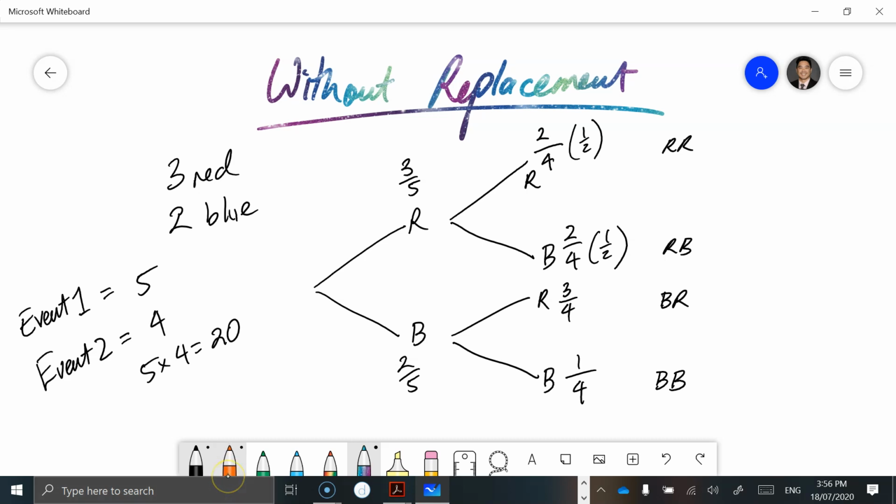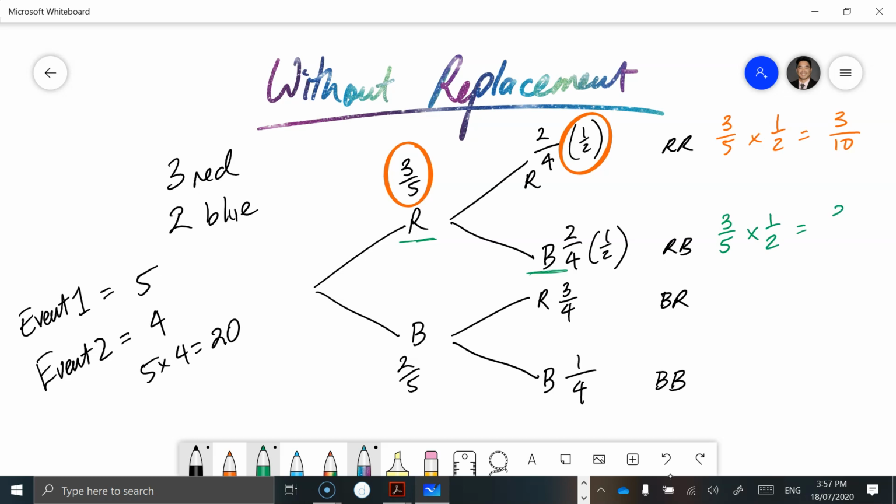So here we go. If I want to know the probability of getting 2 reds in a row, we're looking at these two fractions. And so we'll go 3 over 5 times a half is going to be 3 out of 10. And we're simplifying everything together. Let's have a look at red and then a blue. So then we're looking at 3 over 5 times another half. So it's the same thing. 3 over 10 is the same probability.